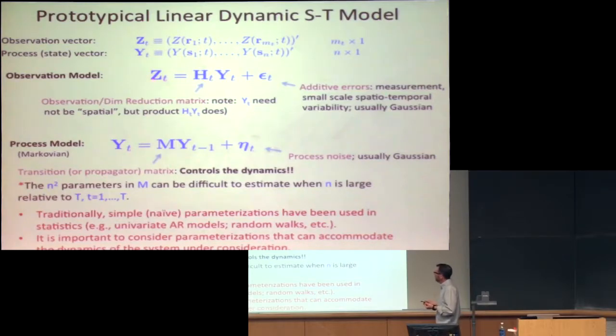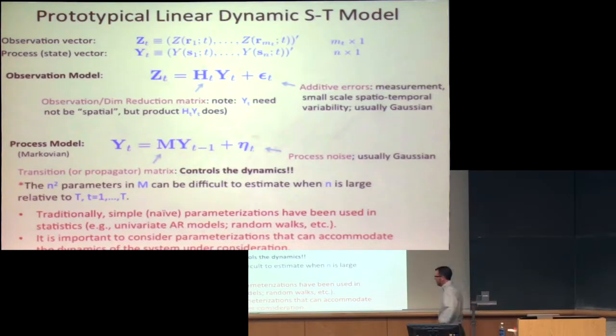This observation gets related to the process through this observation matrix, which could handle dimension reduction. It can do a lot of different things. Additive errors typically. This is a first order model here, a Markovian model, vector autoregression, you can call it whatever you want. The important part of this is the transition operator or propagator matrix M, which will end up controlling the dynamics. And the noise process, we're going to assume is Gaussian for this simple model. So the important part for us is really this M, this propagator.